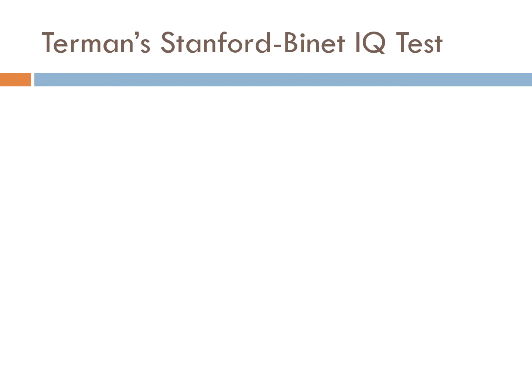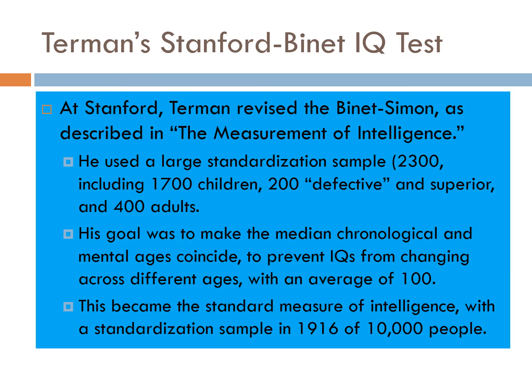So it wasn't until Terman got to Stanford that he began to look at Binet's work and start to revise Binet's intelligence testing. He revised the Binet-Simon scale into the Stanford-Binet scale, which is what is used today, as described in this paper, The Measurement of Intelligence.